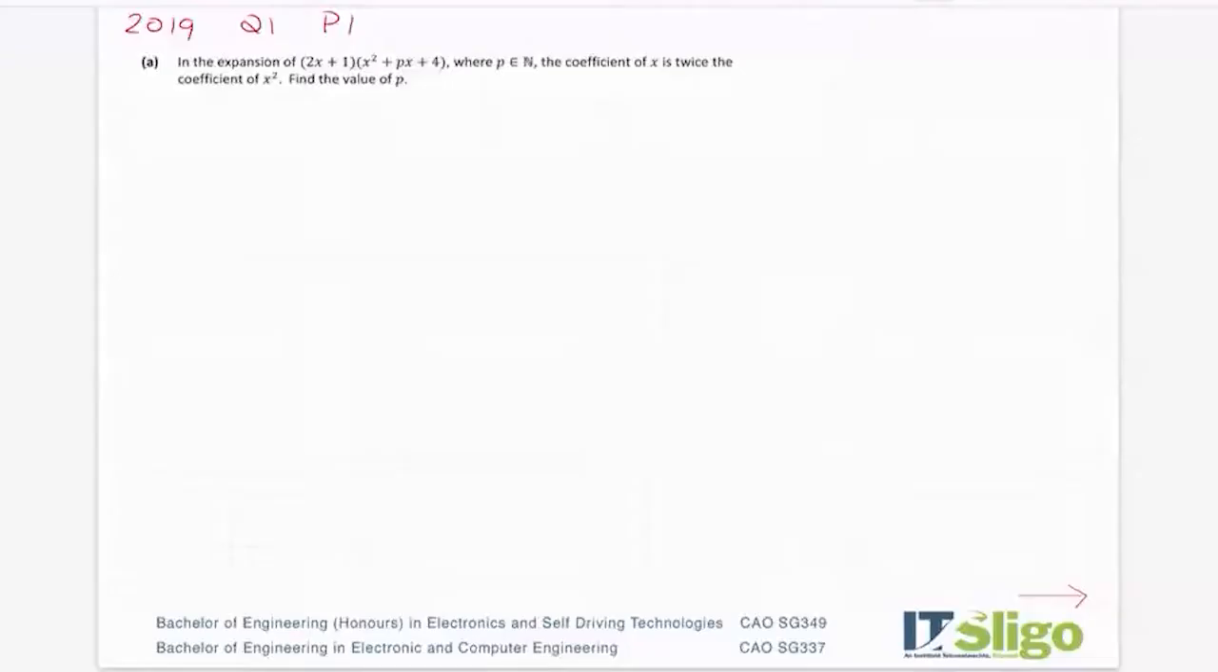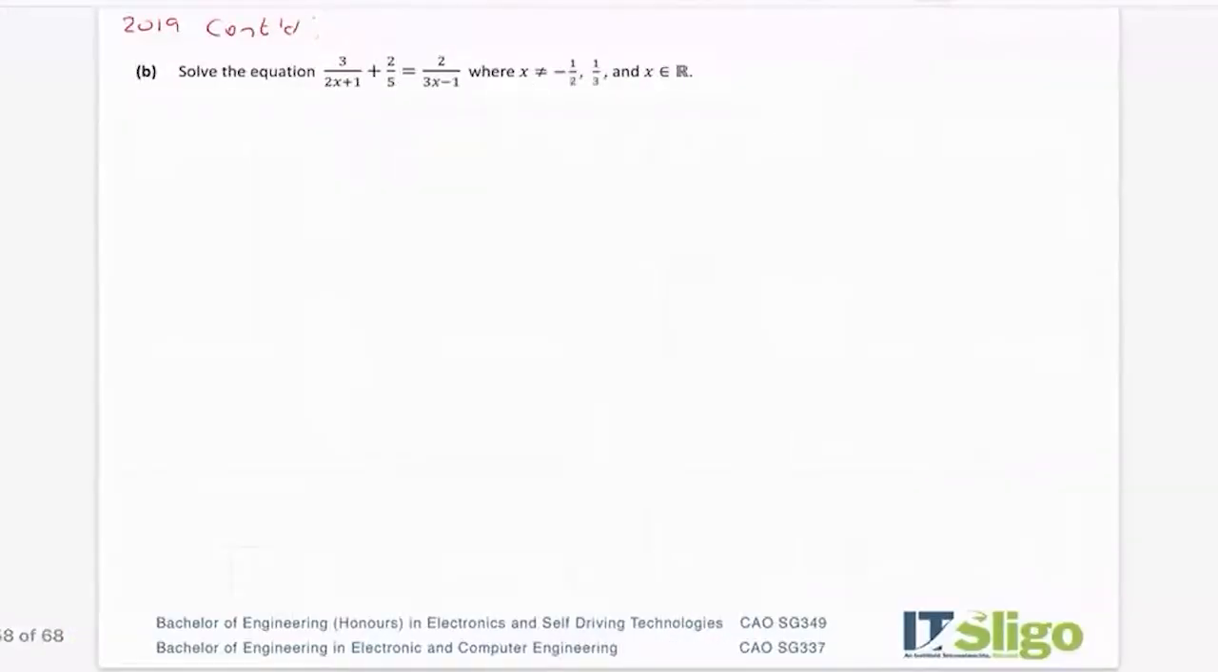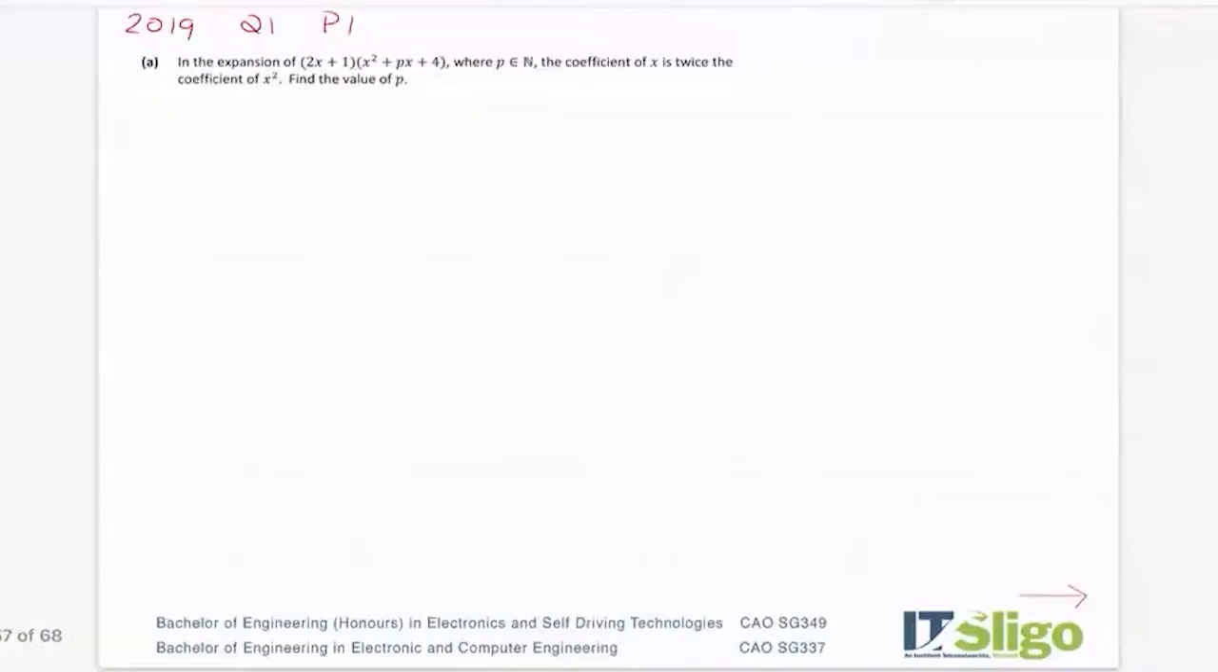Right, let's have a look at the 2019 question on algebra. The first part of it was question 1 on the paper. Part A was equating the coefficients, and part B was an algebraic fraction. Okay, so part A, with the expansion of (2x + 1)(x² + px + 4), where p is a natural number, so it's a whole positive number, the coefficient of x is twice the coefficient of x². Find the value of p.